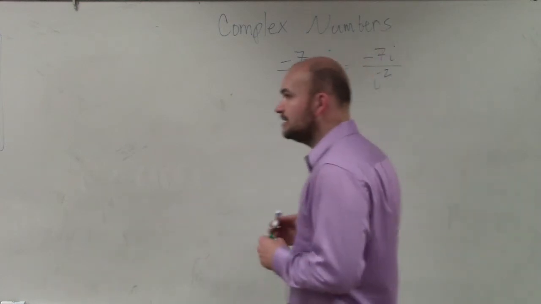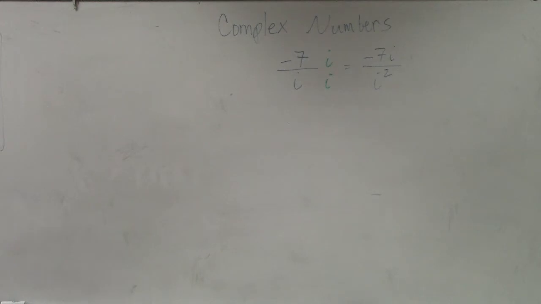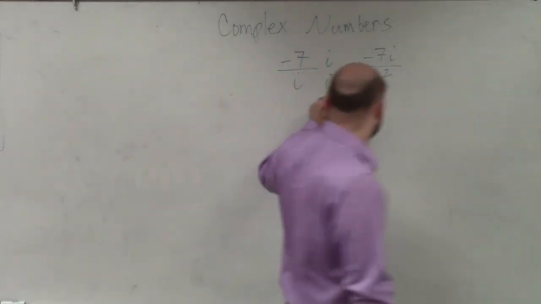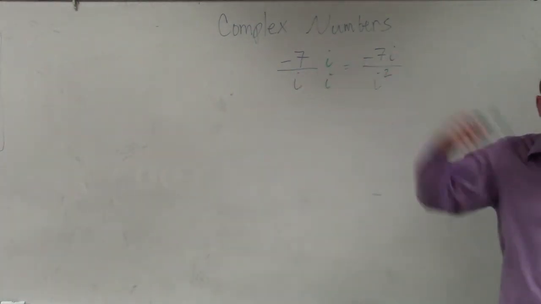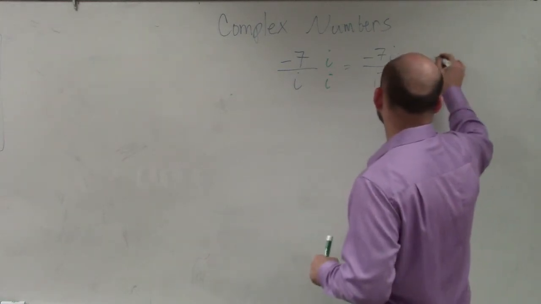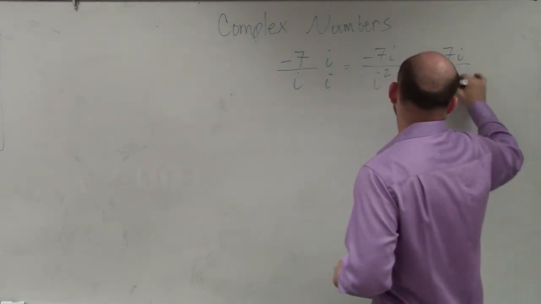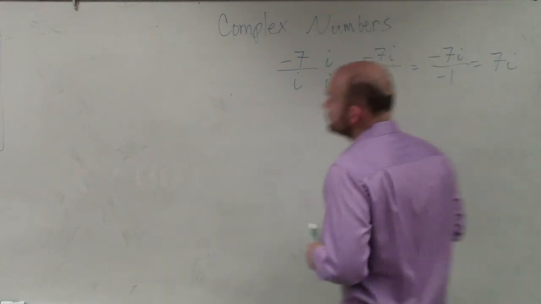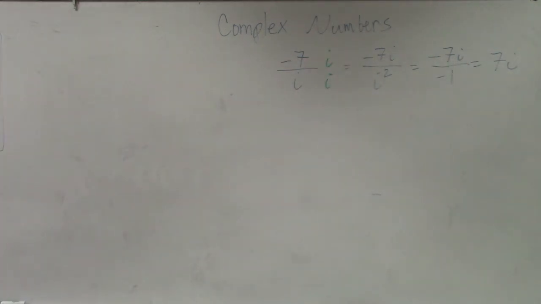So the purpose of dividing, especially when we have a monomial, when we just have the imaginary unit on the denominator, if we multiply just by i, we get i squared, which is equivalent to -1. So our final answer is just 7i. Done. So look at that.